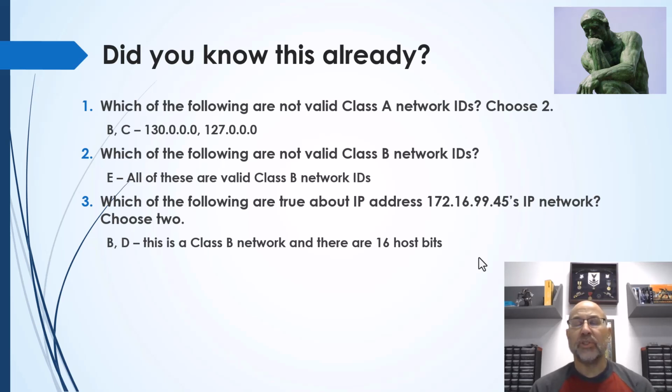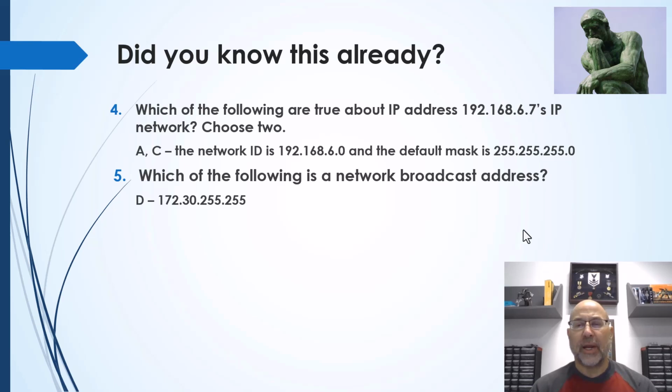Which of the following is true about the address 172.16.99.45's IP address? Choose 2. Well, the answers were B and D. This is a Class B network, and there are 16 host bits. We know that because it's Class B, and so the 99.45 is a representation of the space that is allocated to the host portion.